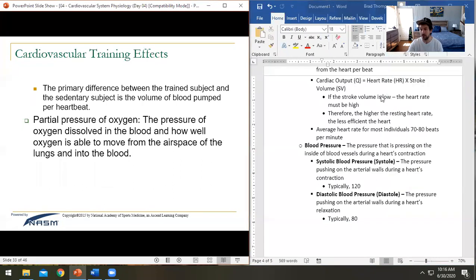There are a couple of physiologic differences that occur here, primarily in a trained person. They're going to be pumping more blood per heartbeat. Their heart is so strong that it's able to get more work done and it doesn't actually have to elevate as much. Now, there is also something that is called your PO2. This is the partial pressure of oxygen, and that's the pressure of how much oxygen is actually being dissolved and being able to move into and out of your lungs with your blood, right?